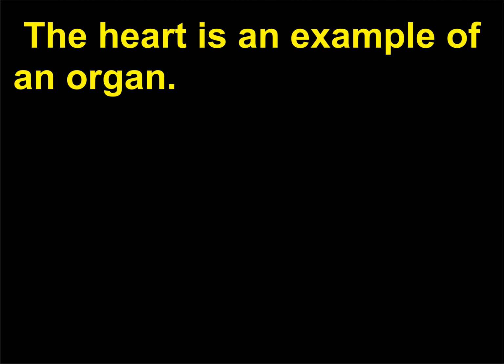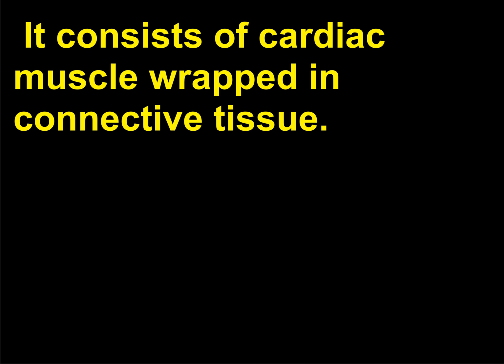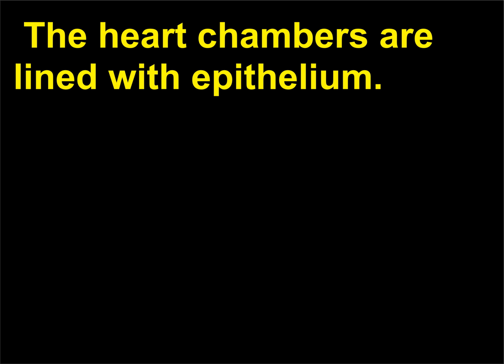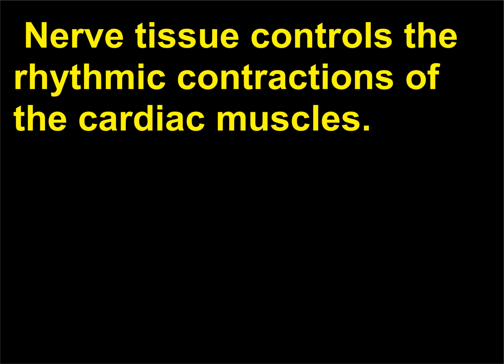The heart is an example of an organ. It consists of cardiac muscle wrapped in connective tissue. The heart chambers are lined with epithelium. Nerve tissue controls the rhythmic contractions of the cardiac muscles.